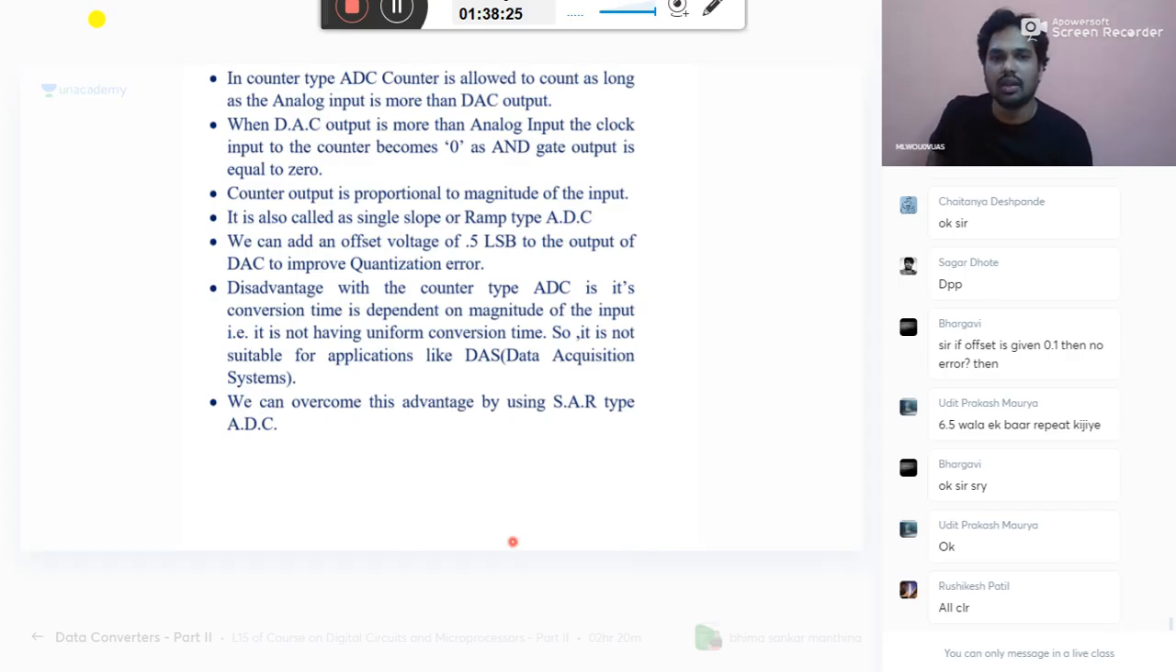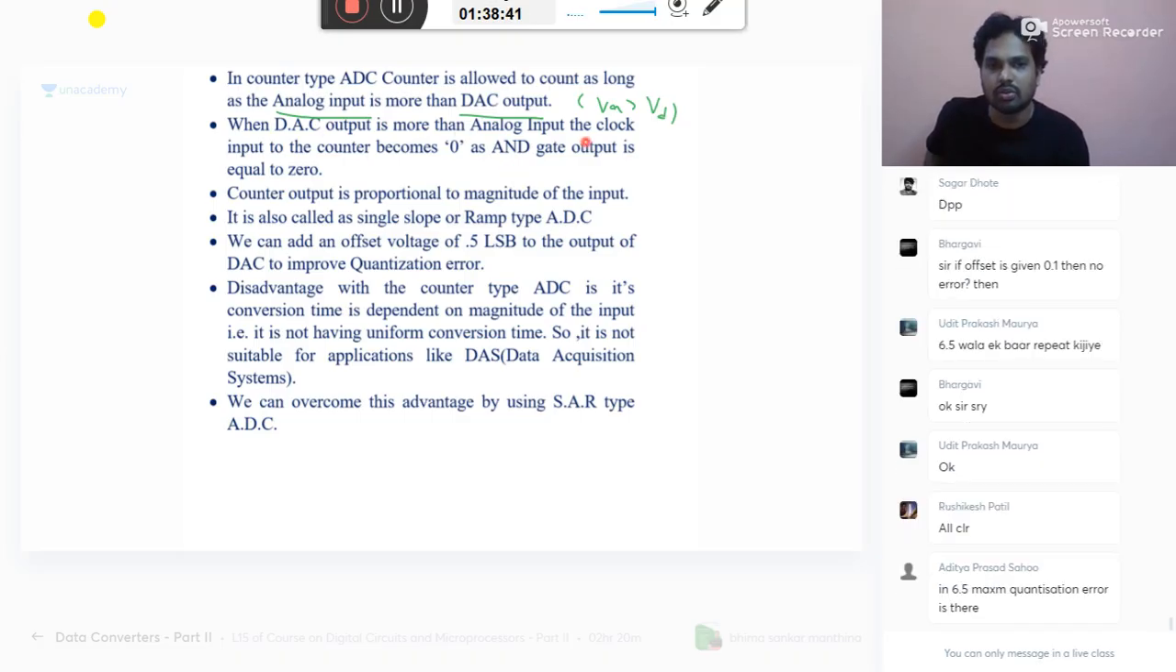Okay, read this. In a counter type ADC, it is allowed to count as long as the analog input is more than the DAC output. That is, VA greater than VD. Next, when the DAC output is more than the analog input, the clock input to the counter becomes 0 and the AND gate output becomes 0. Okay, right?